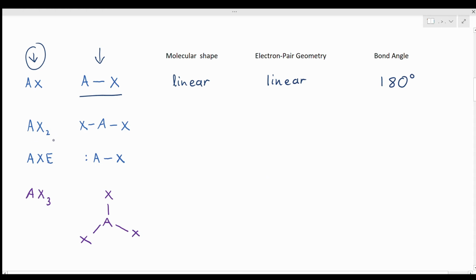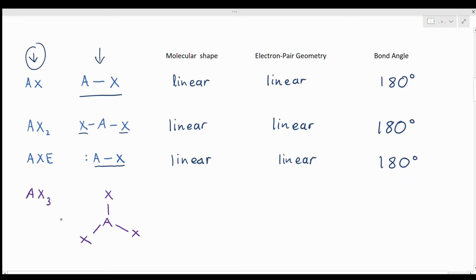Next we have AX2, so one central atom surrounded by two outer atoms. This is also going to be linear, and the bond angle again will be 180 degrees. For AXE, we have one central atom, one outer atom, and one pair of lone electrons on the central atom. This one is going to be linear again, and the bond angle here between these is going to be 180 degrees.